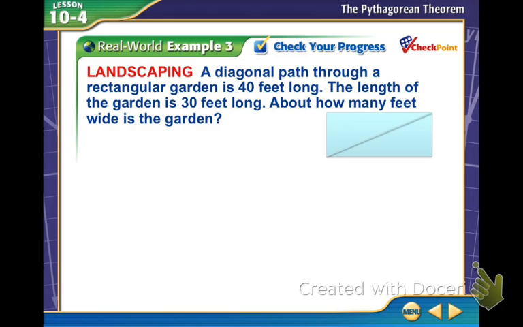Here we have the diagonal path through a rectangular garden is 40 feet. The length of the garden is 30 feet long. So how many feet wide is the garden? So I'm going to just figure out where my triangle is at. I could pick either the top half or the bottom half and know that I'm missing one of the legs. So I'll make that A. So in this one, we're not missing a hypotenuse. Once again, we're missing a leg. Go ahead and pause this video and try this problem.